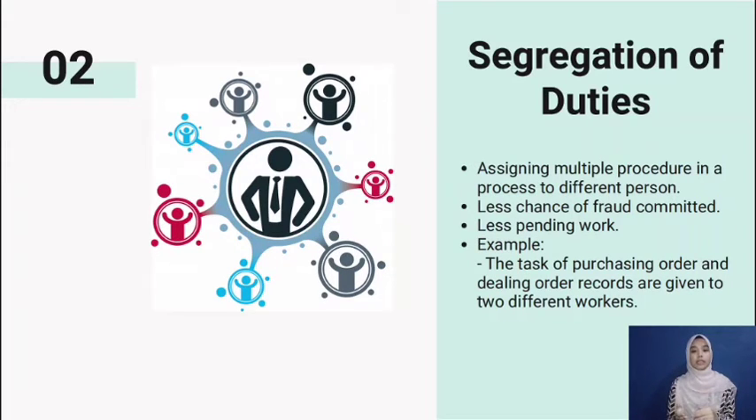By implementing this, we can reduce the chances of fraud being committed and there is less pending work because for each of the procedures there is a different worker working on it. An example of segregation of duties that Sampin and Songket can implement is that the task of purchasing orders and the recording of orders are given to two different workers.